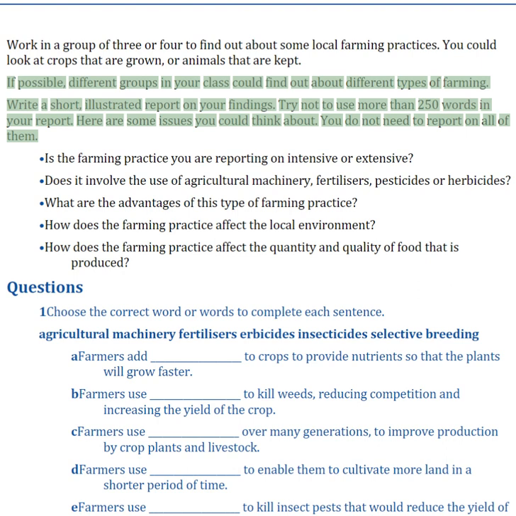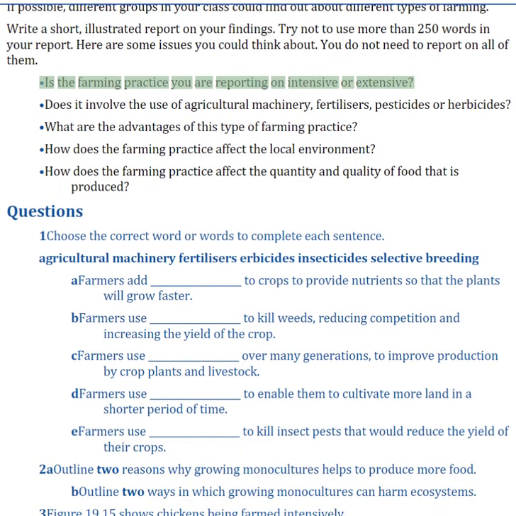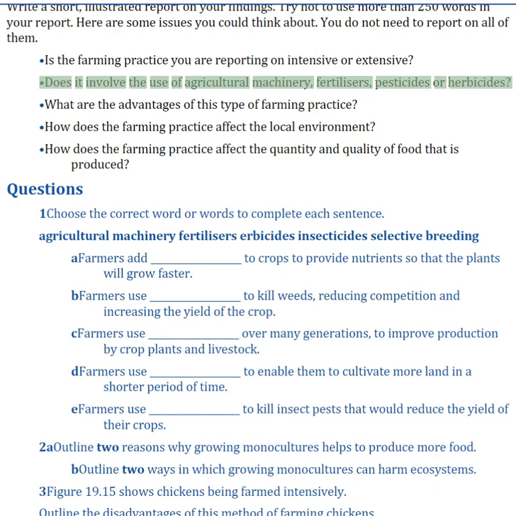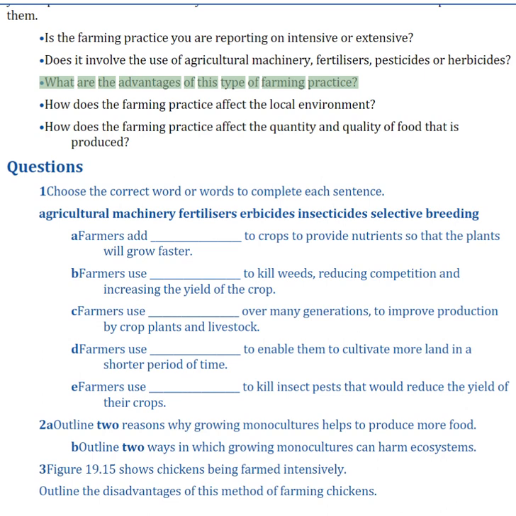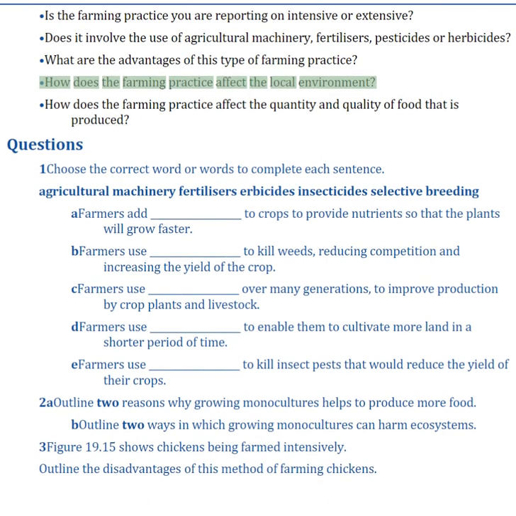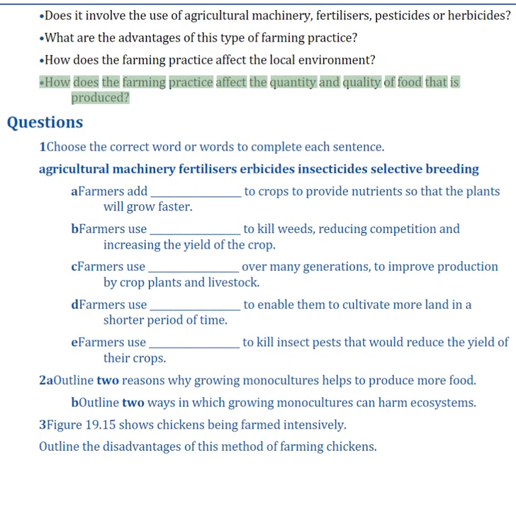Here are some issues you could think about. You do not need to report on all of them. Is the farming practice you are reporting on intensive or extensive? Does it involve the use of agricultural machinery, fertilizers, pesticides, or herbicides? What are the advantages of this type of farming practice? How does the farming practice affect the local environment? How does the farming practice affect the quantity and quality of food that is produced?